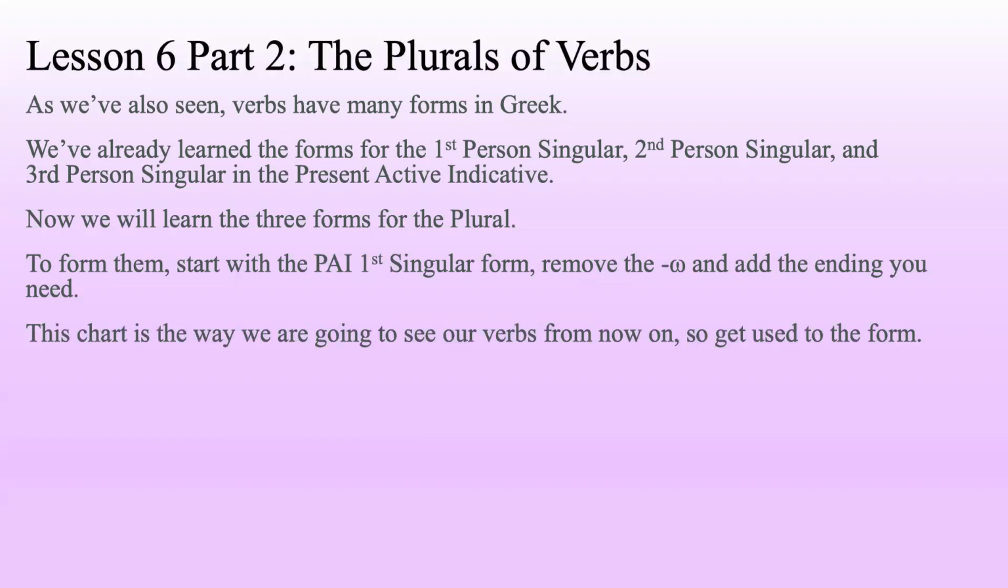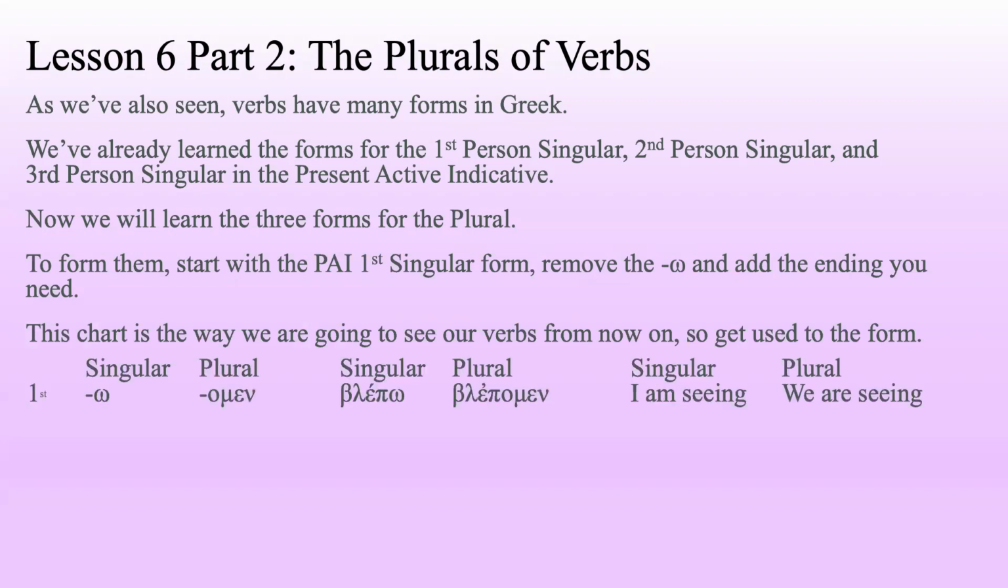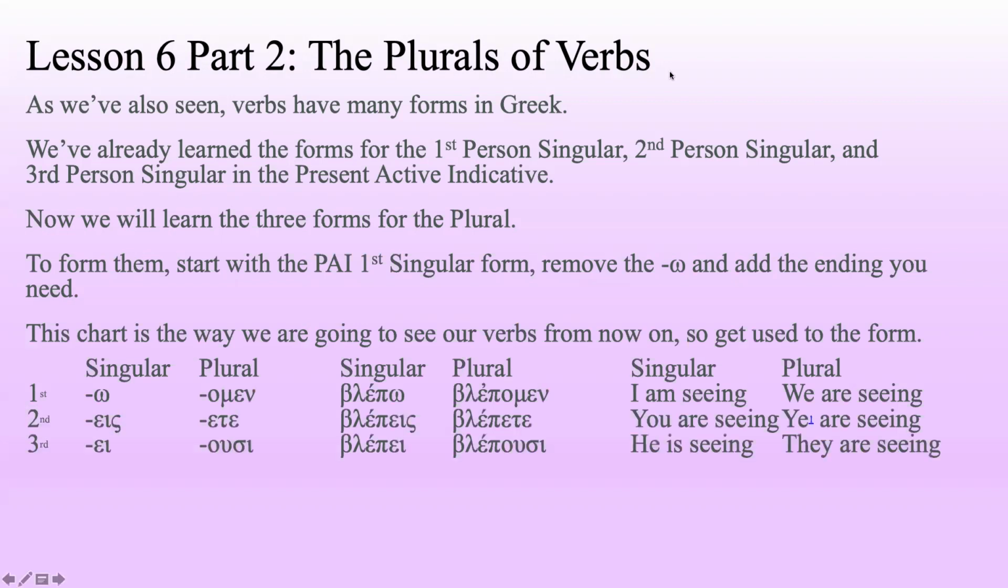you need. This chart is the way we are going to see our verbs from now on, so get used to the form. First person singular o, second person singular eis, third person singular ei. First person plural omen, second person plural ete, third person plural ousi. So if we put that on a full verb here, we have blepo, blepeis, blepei, blepomen, blepete, blepousi.